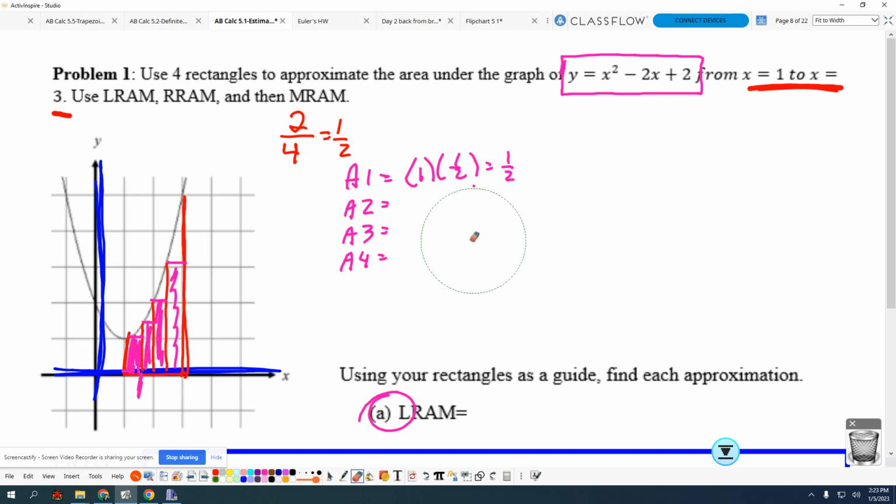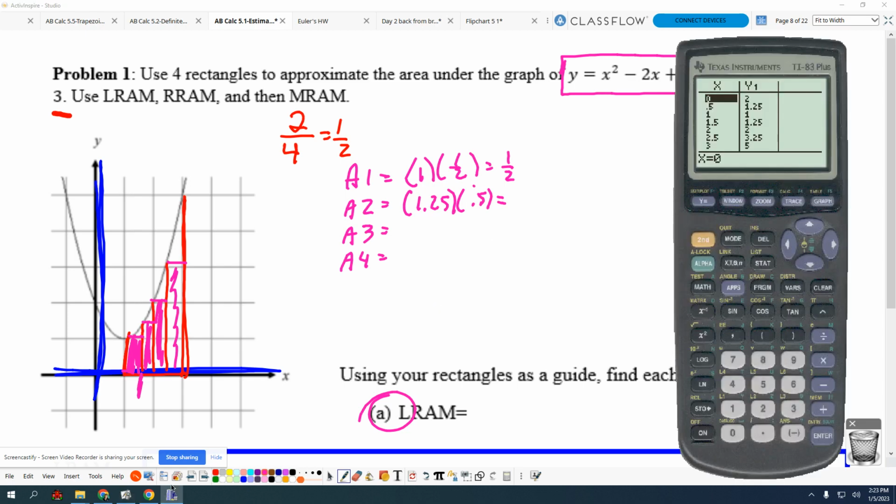The calculator, looking at it, 1.25 times 0.5. 1.25 is the height? Yeah, because we looked in the calculator when x is 1.5, plug it in, I got 1.25.